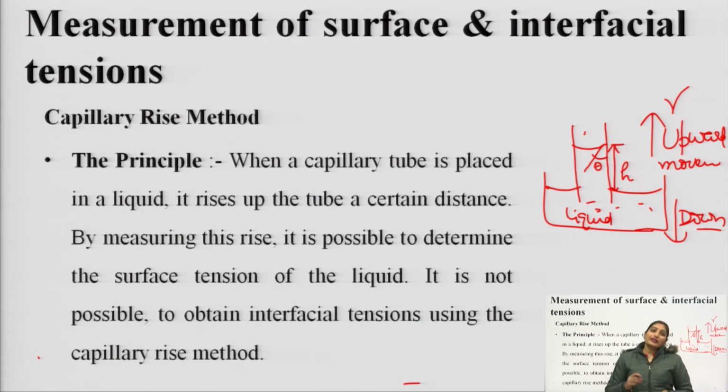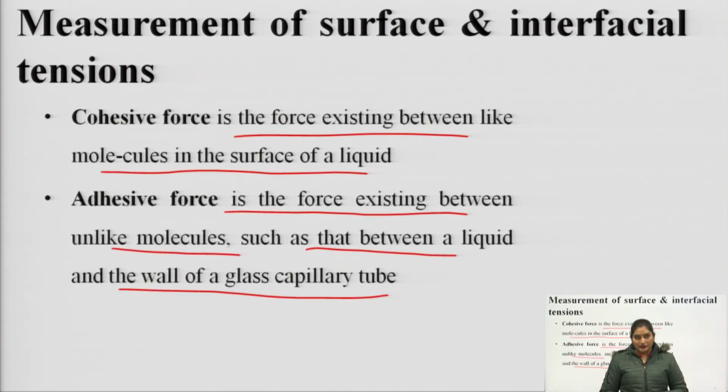Firstly, I have told you about the capillary rise method, and the principle of the capillary rise method is what? When a capillary tube is placed in the liquid, as shown in the diagram, the liquid will rise to a certain distance in the tube, and by measuring this rise, it is possible to determine the surface tension of the liquid. It is not possible to measure the interfacial tension using this capillary rise method.